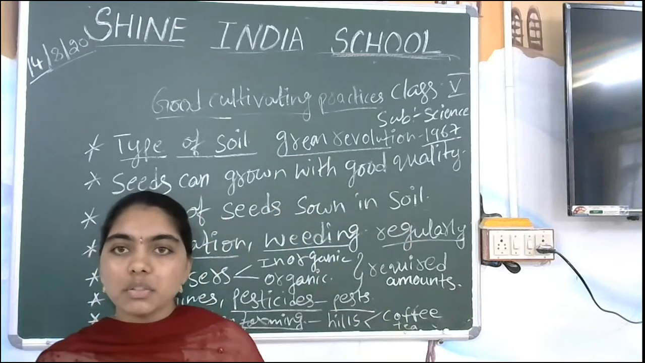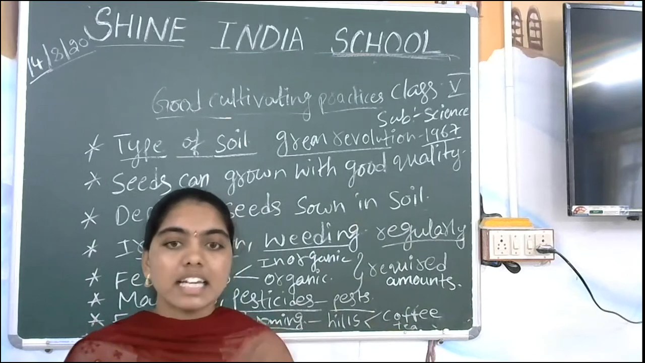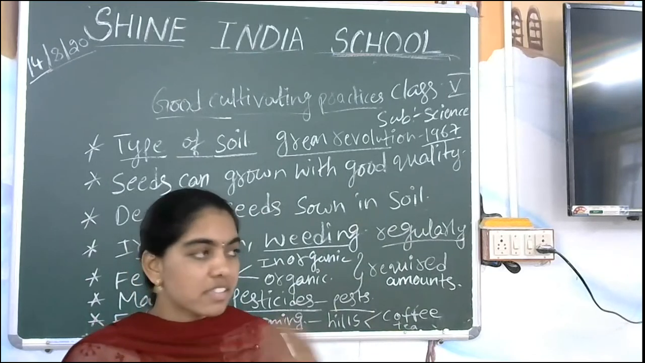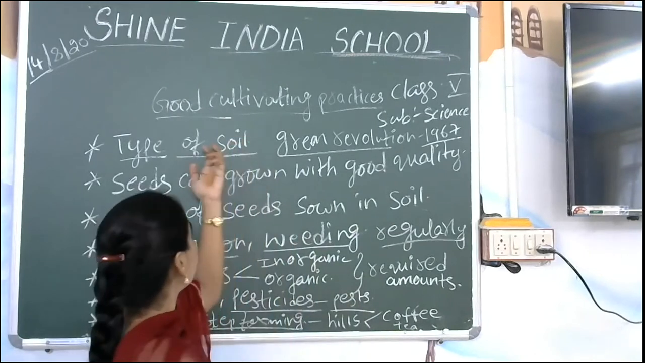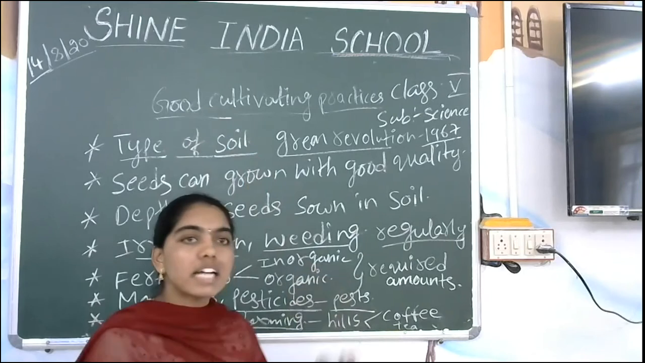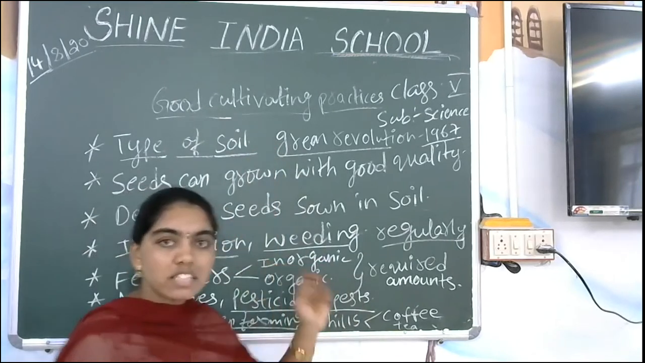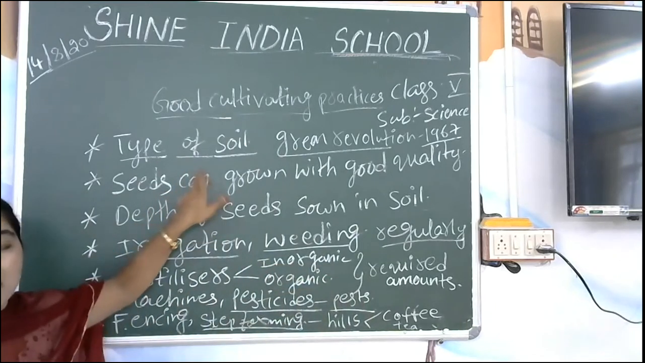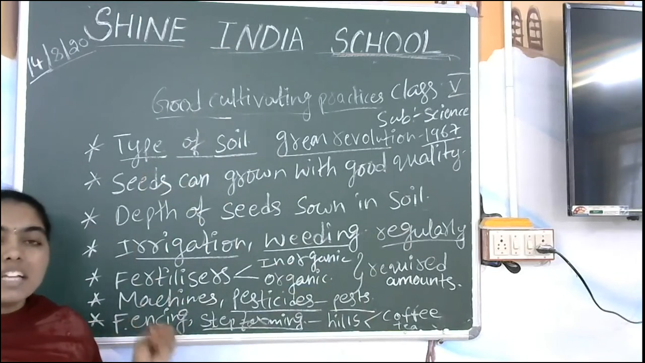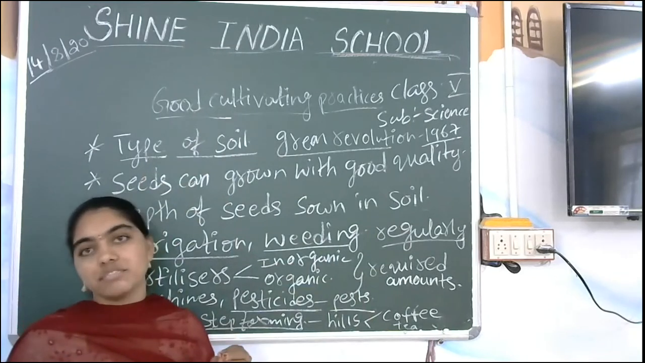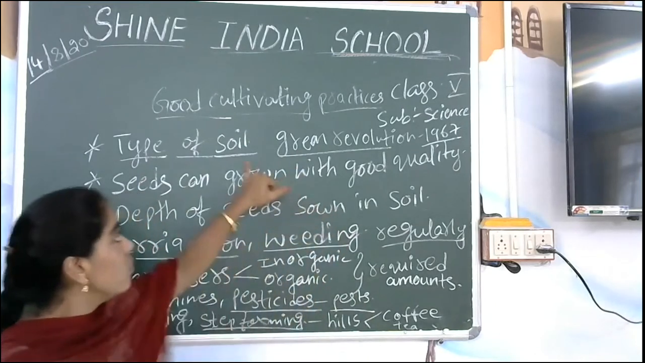And what we have learned today about all types of cultivation, efficiency, organic and inorganic fertilizers, pesticides, step farming, all these things can be used for good cultivating methods or good cultivating practices. What is the first one? Type of the soil. According to the type of soil, we have to sow the seeds. We have to know the efficiency of the soil, which type of crop will be sown in which type of soil.